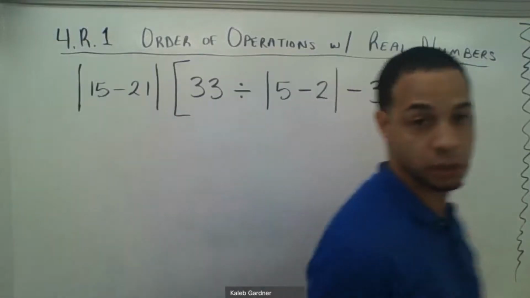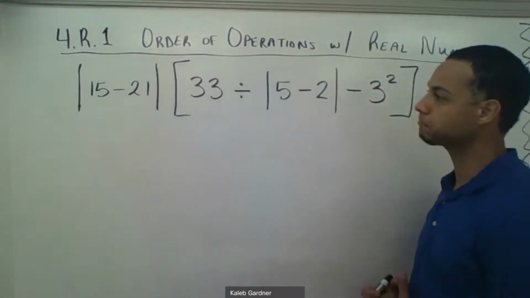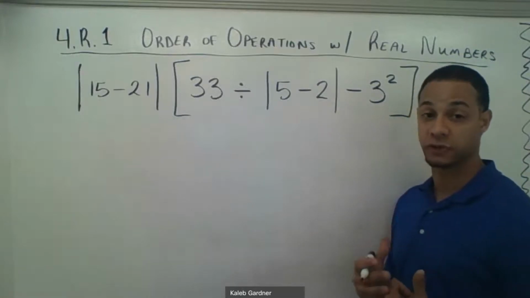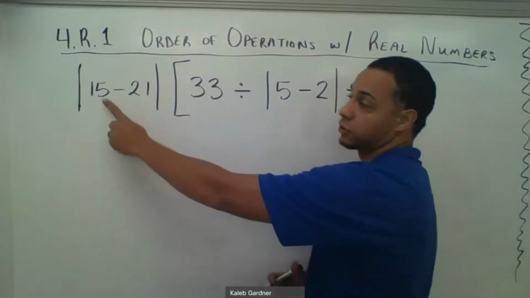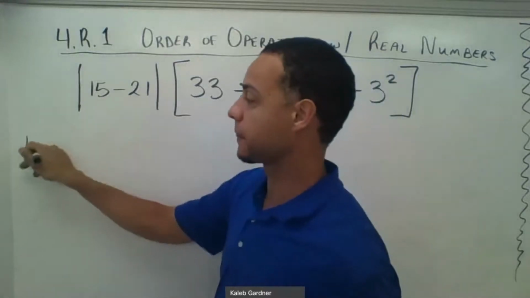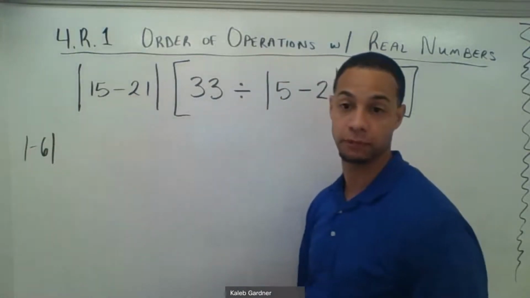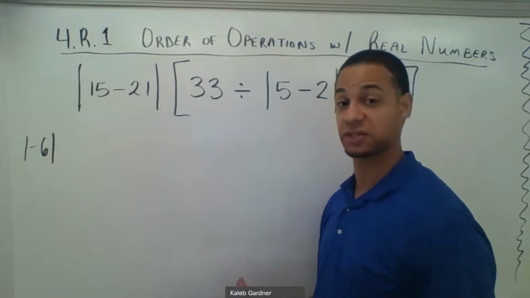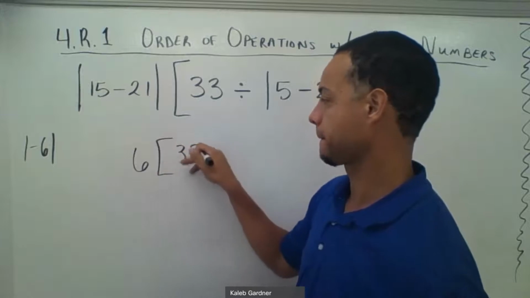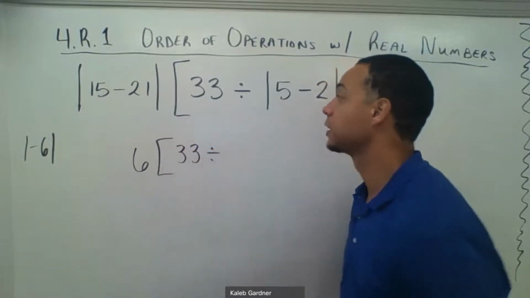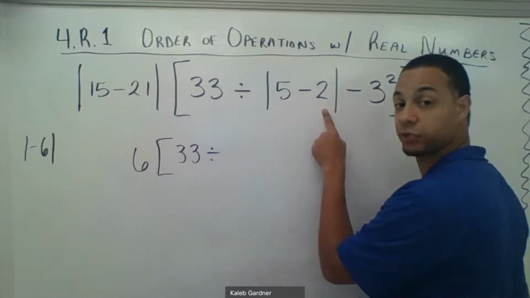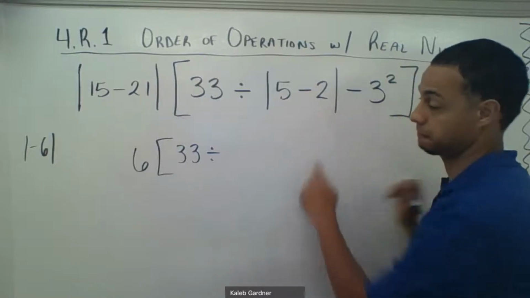Let me get on, see a little bit better. Okay, remember, let's go ahead and calculate our absolute value situations first. The absolute value of 15 minus 21, that's the same thing as the absolute value of negative 6, right? So what is the absolute value of negative 6? It's positive 6. All right, now let's calculate this one. The absolute value of 5 minus 2 is 3, so the absolute value of 3 is just 3.